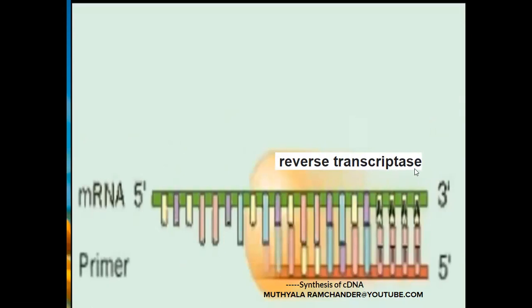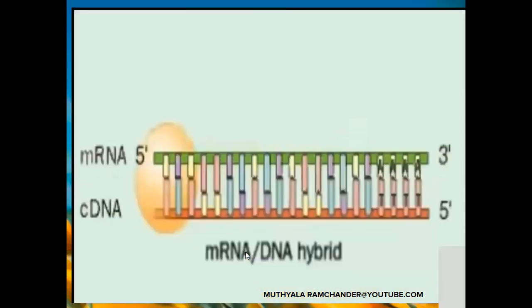The reverse transcriptase enzyme is mainly isolated from retroviruses. Retroviruses contain this type of enzyme, the reverse transcriptase enzyme. That enzyme is isolated from retroviruses and used for making cDNA from mRNA. If we add oligo-primers on the mRNA and use reverse transcriptase enzyme, it synthesizes a new cDNA copy from mRNA in the 5' to 3' direction.